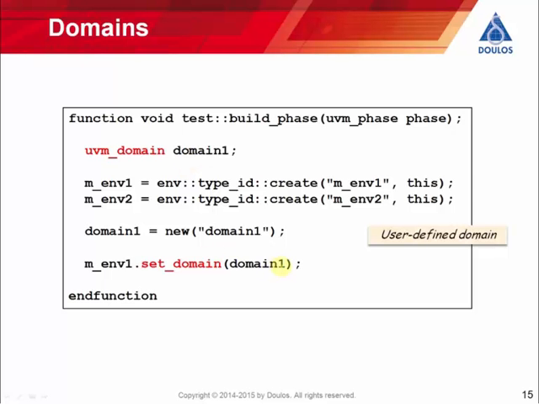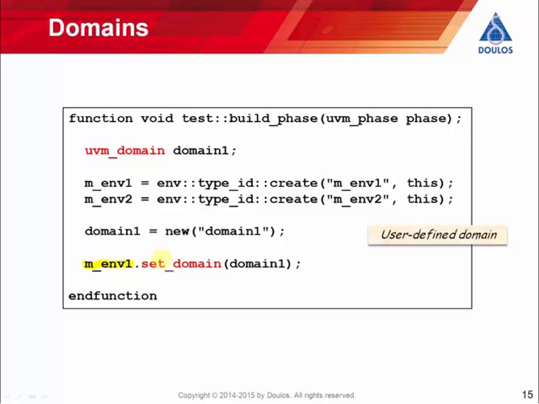The basic syntax of phase domains starts off looking really simple. We can declare a variable of type UVM domain. So here in the build phase method of some component, the test in this case, we've declared ourselves a domain variable. We're then instantiating a couple of lower level components and instantiating the domain. So domain1 equals new domain1 is creating a new domain object and setting a reference to that object into the domain variable. We can then set one or more of our UVM components into that domain.